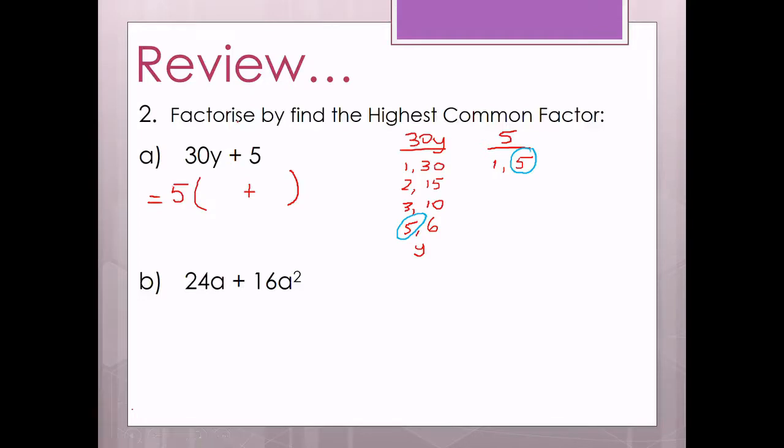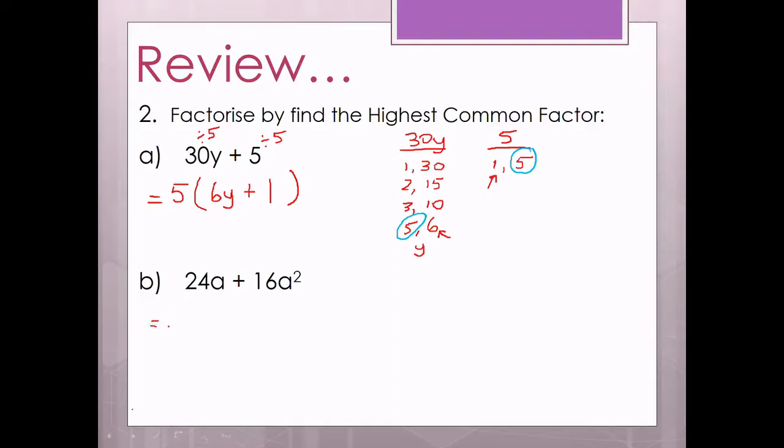The easiest way is to divide 30y by 5 and 5 by 5, and that will give you the two terms inside the brackets. So 30y divided by 5, 30 divided by 5 is 6, so 30y divided by 5 is 6y, and 5 divided by 5 is 1. The other way you could check is you could check the other factor that goes with the highest common factor, and you see that they also appear inside the brackets.